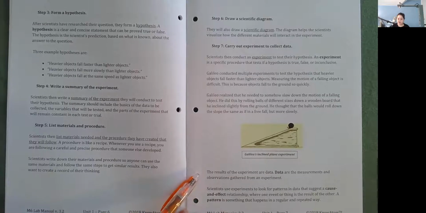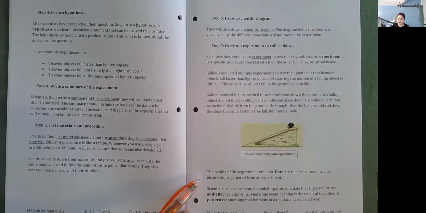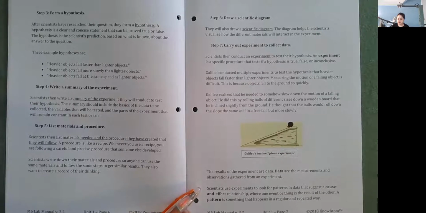Data are the measurements and observations gathered from an experiment. Scientists use experiments to look for patterns in data that suggest a cause and effect relationship, where one event or thing is the result of the other. A pattern is something that happens in a regular and repeated way.